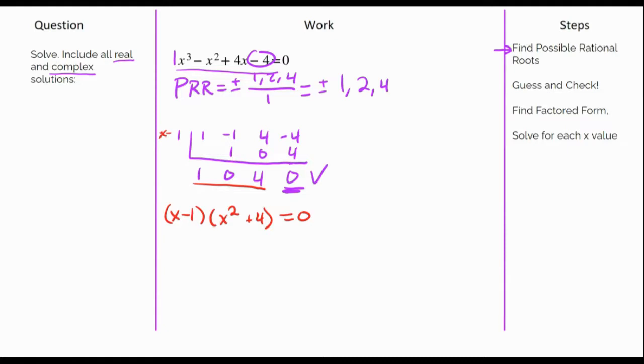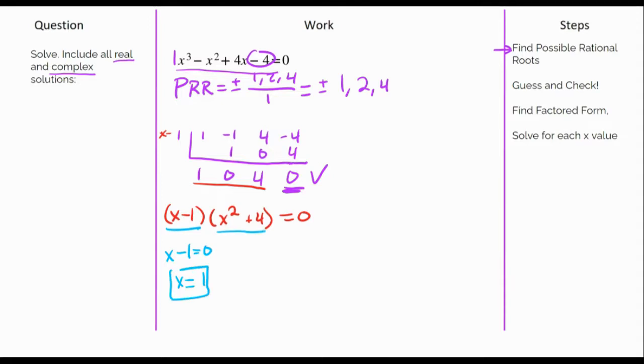So now when I'm trying to solve this, I could keep plugging in numbers here, but basically when I look at this, I want to see that I can solve this here because I know x minus 1 equals 0. I'm going to get x equals positive 1.